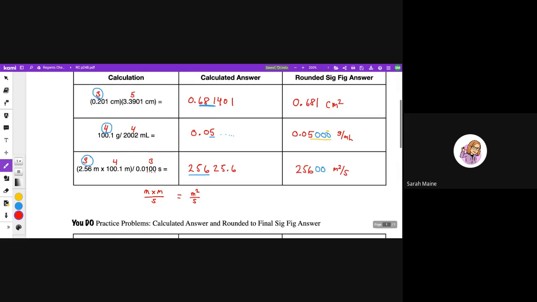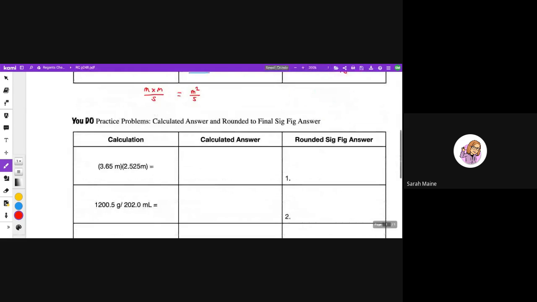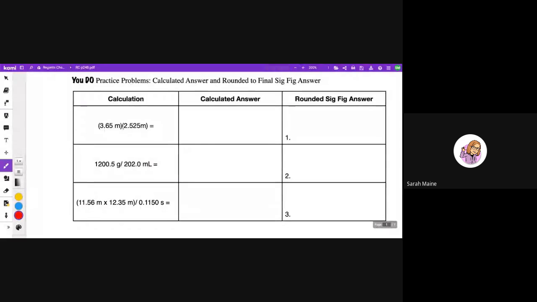So now you try these 3 you-do problems. So simply first put the math in your calculator and write down all the digits from your calculator. Then go back and count how many significant digits in each of those measurements. And the lower number of sig figs, that's the number of digits you're allowed to keep from your calculated answer. Just remember, you might need to add leading or trailing zeros in order to maintain value.